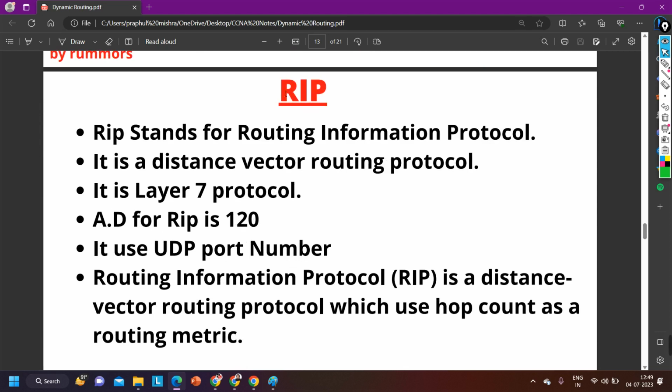Okay. So as I told you, each routing protocol has its own AD value. So here you can see the AD value of RIP is what? 120.